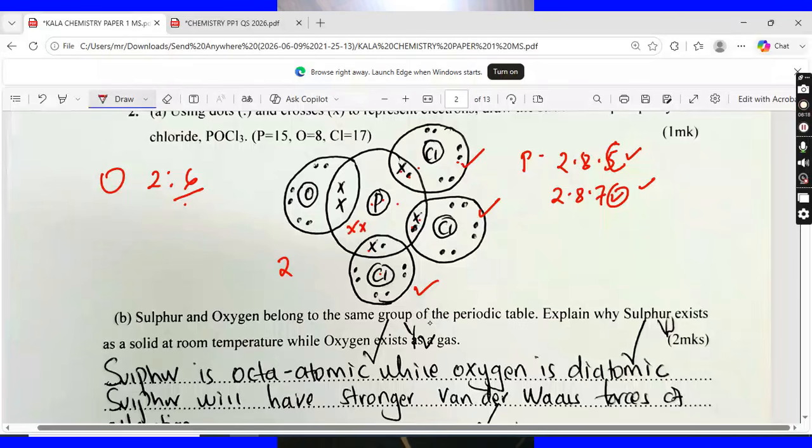So this phosphorus will give the 2 to be shared. It will give both of the 2 to oxygen, and that's where dative comes in. Now you see this pair from phosphorus is shared with oxygen, with phosphorus at the same time. So this is dative, and the rest are covalent.